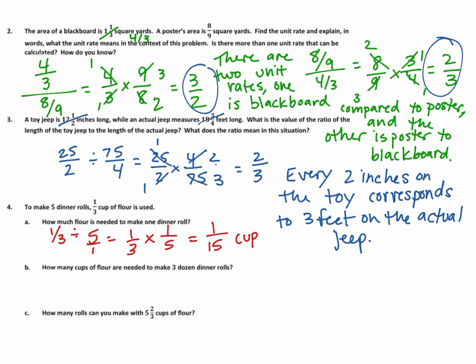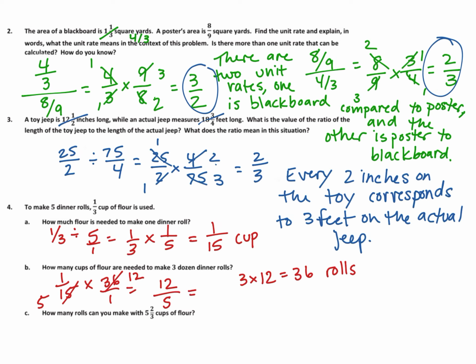How many cups of flour are needed to make 3 dozen? If it takes 1/15 per roll, 3 dozen, we remember dozen from yesterday, is 12, which is 36 rolls. And it takes 1/15 per roll, so 1/15 times 36 will tell us how many. 15 and 36 actually do have a 3 in common. 3 goes into 15 5 times, and 3 goes into 36 12 times. 1 times 12 is 12, 5 times 1 is 5.